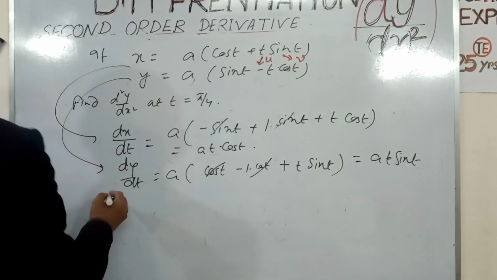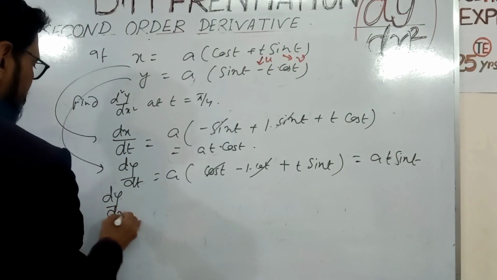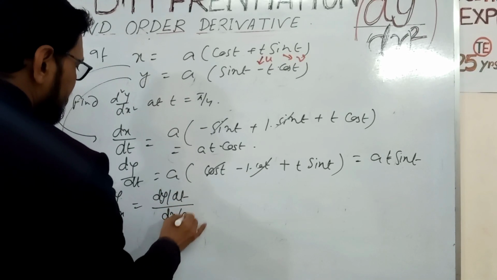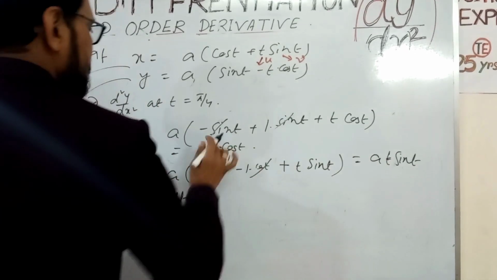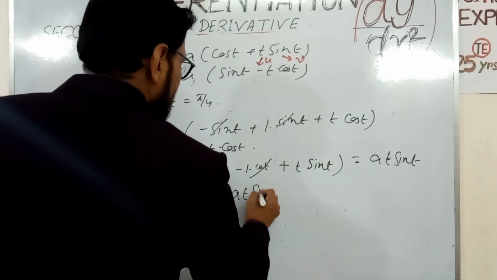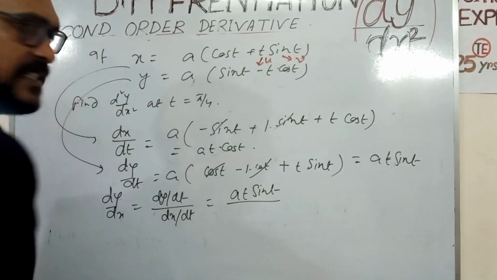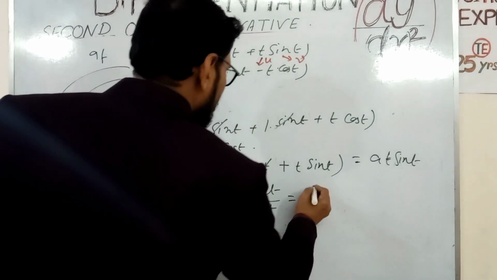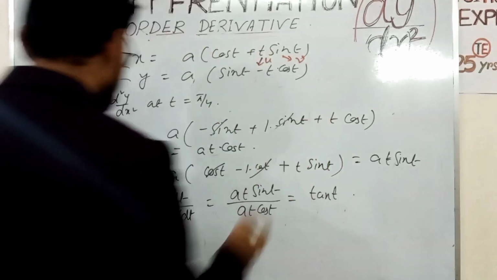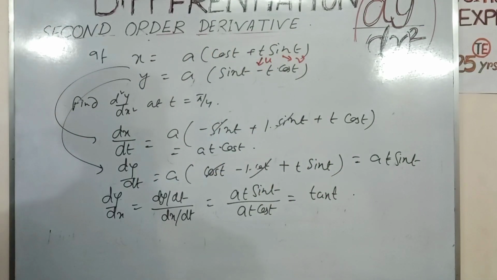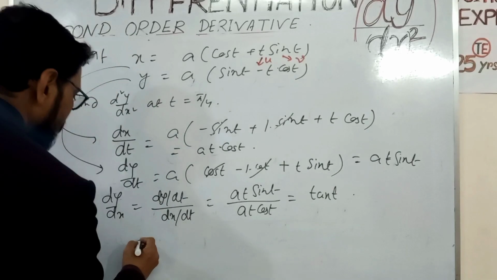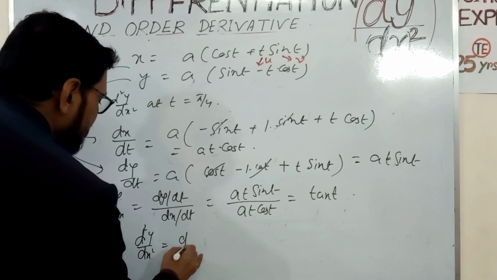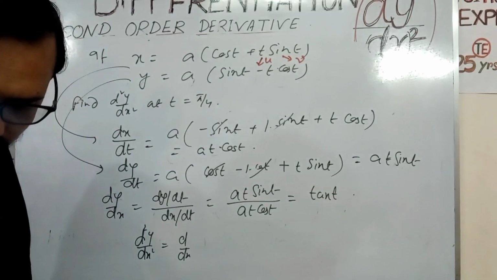So first find dy by dx. dy by dx equals dy by dt divided by dx by dt. So this equals a t sin t divided by a t cos t, which is equal to tan t. We get dy by dx equal to tan t. Now d2y by dx square. So we know d2y by dx square equals d by dx. Here students make mistakes.